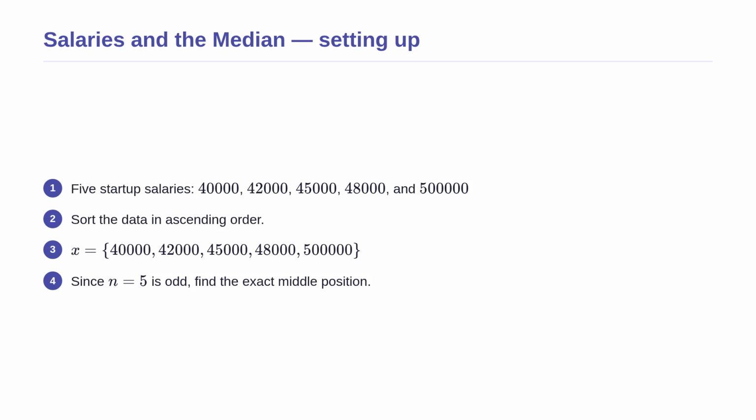Suppose 5 people work at a small startup. 4 regular employees earn $40,000, $42,000, $45,000, and $48,000. The founder pays themselves $500,000. We want to find the median salary. Our first approach is to ensure the salaries are listed in order from smallest to largest. We write them out as a mathematical set. Because we have 5 salaries, which is an odd number, we will simply pick the one that sits exactly in the middle.